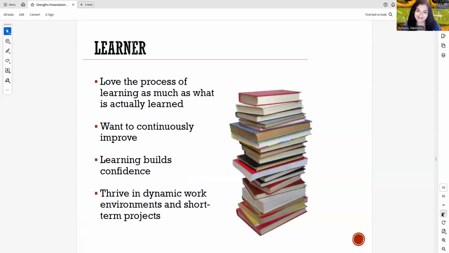A learner. I'm definitely a learner. That's my number one strength. You love the process of learning as much as what is actually learned. You want to continuously improve. Learning builds confidence. You thrive in dynamic work environments and short term projects.